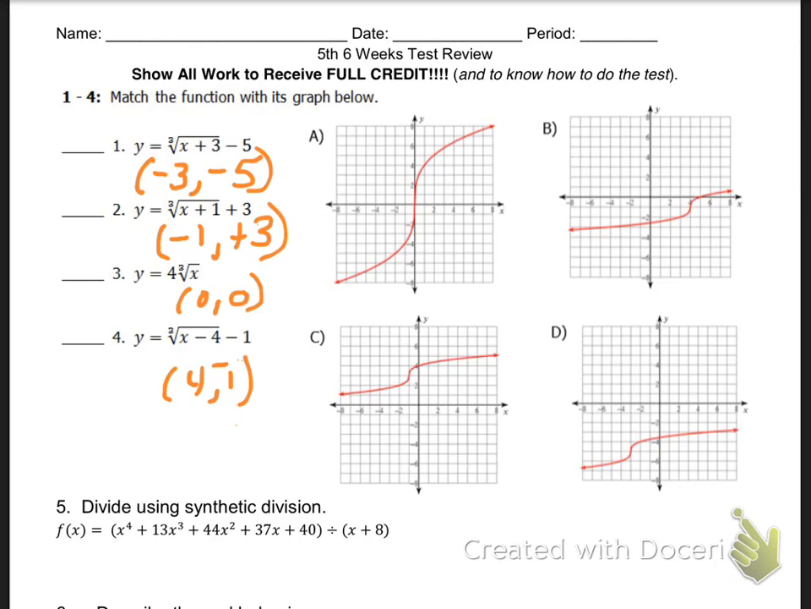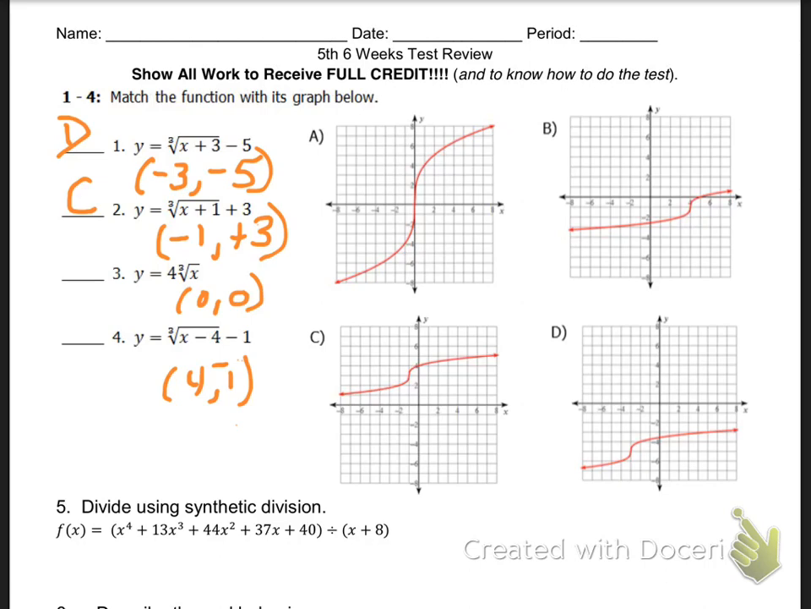-1. So basically what I'm going to do is find out where the vertex is. So this one is -3, -5. So this is D. -1, +3. This is C. Number 3, I can tell that is A.